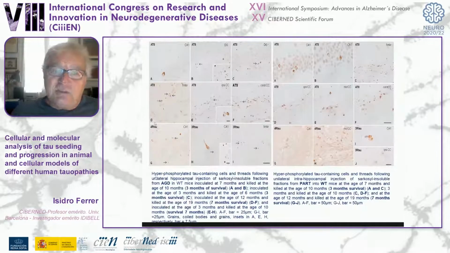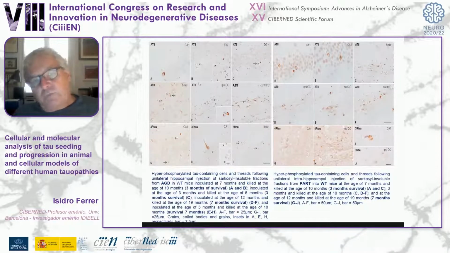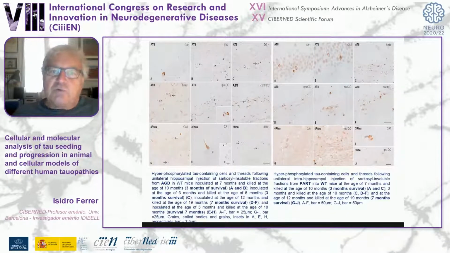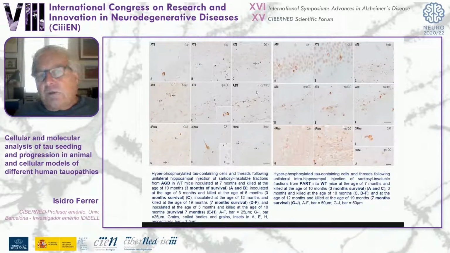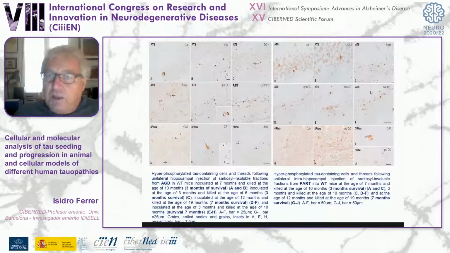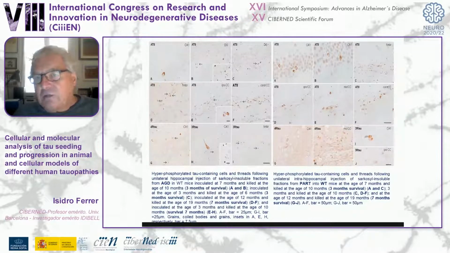What is interesting is that the pattern of seeding and spreading when we inject these homogenate sarcosyl-soluble fractions into the hippocampus of these mice is very similar in both cases. There are neurons, there are grains in different locations, and also when we inject in the corpus callosum, there is an involvement of the ipsilateral corpus callosum and later the contralateral corpus callosum in both cases. Here, in addition to threads and fibers of the corpus callosum, we can see many oligodendroglial cells.